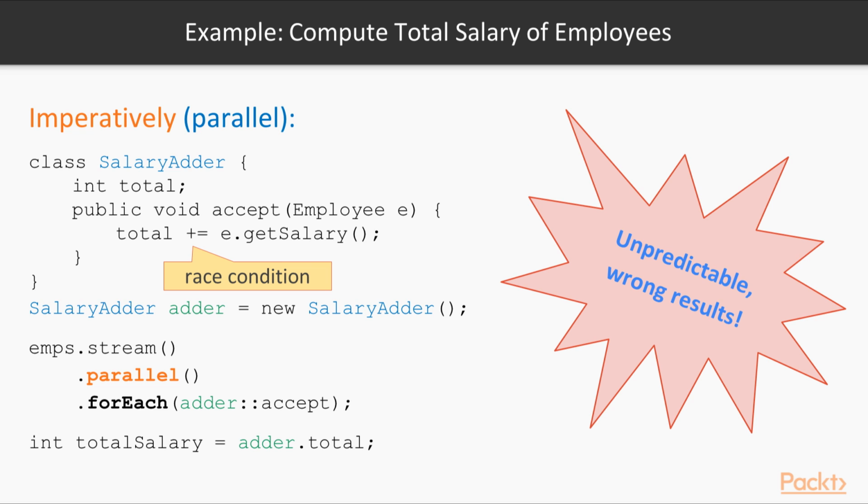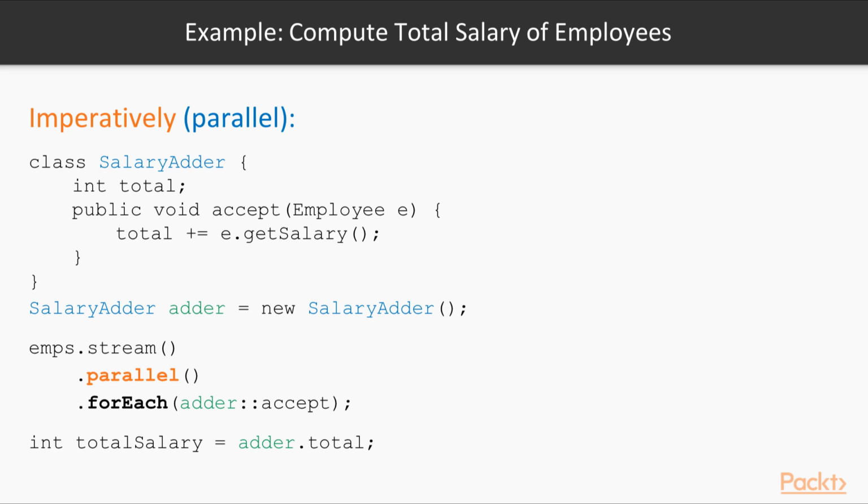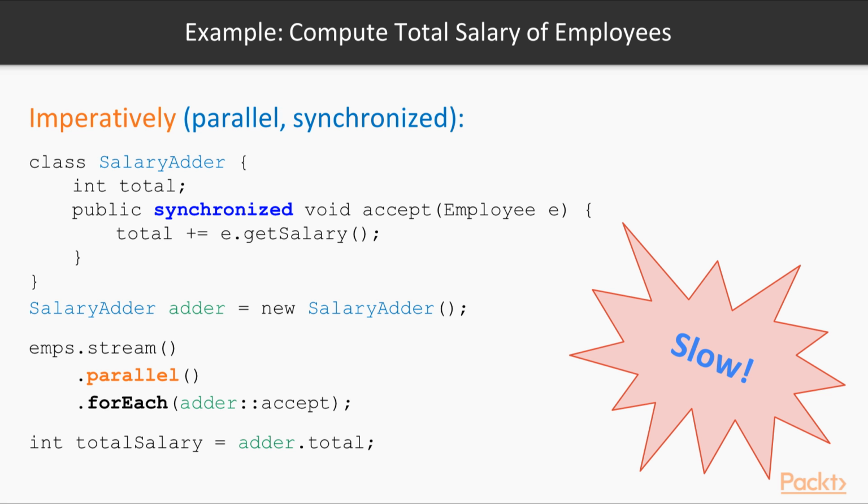So what can we do to fix this problem? Well, we have to add some form of synchronization. And the easiest way in this case is to just declare the accept method as a synchronized method. This will make sure that if different threads call the accept method on the same salary adder, they'll have to wait for each other. They won't be able to get into the accept method at the same time. So this now is going to work, in the sense that we're going to get the correct result, but it's going to be very, very slow.